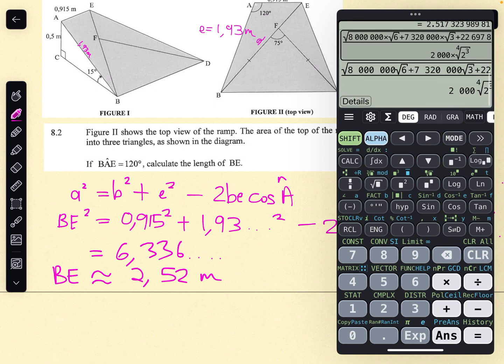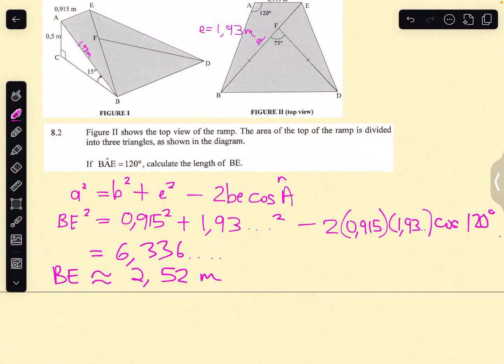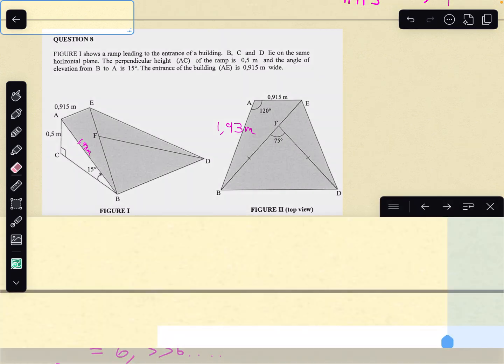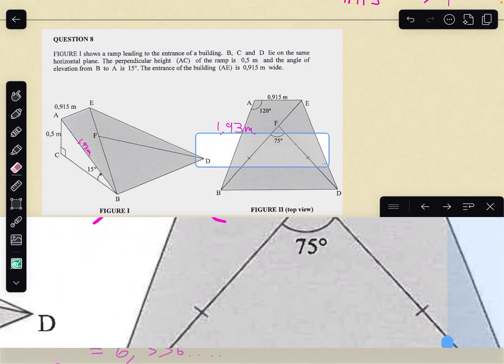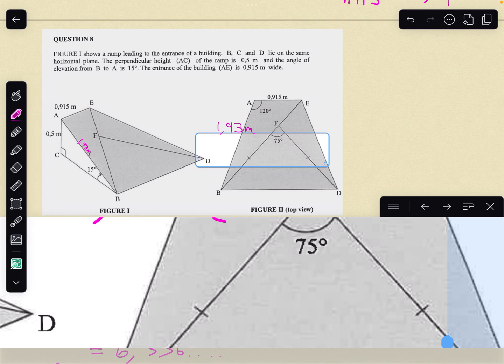Oh, calculator's getting busy. My goodness. Right. So now we know the length of BE. I will now fill that in, using my special tool. Once again, any opportunity I get to use this tool, best believe I will use it. So this is 2,52 meters.